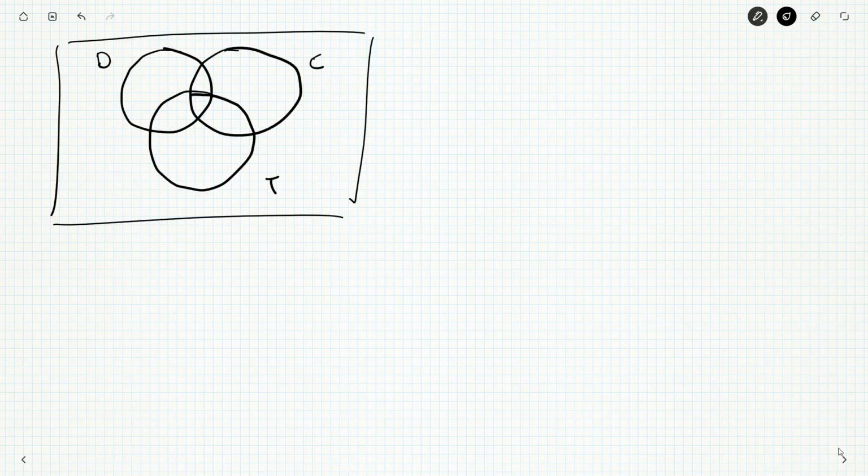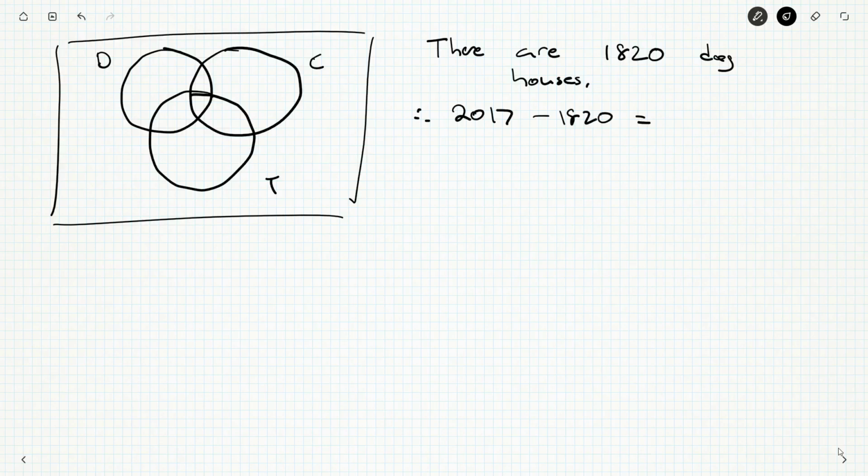So what do we know? Well, we know that there are 182 dog houses. And that tells me, 2017, we already made this calculation, 197 non-dog houses. Problem is, I don't know where that 197 is. Is it all out here? Is it all in the cats? Is it specifically in this overlap over here?